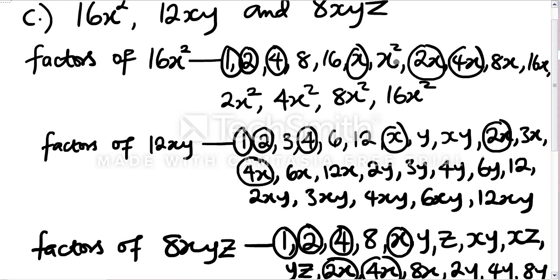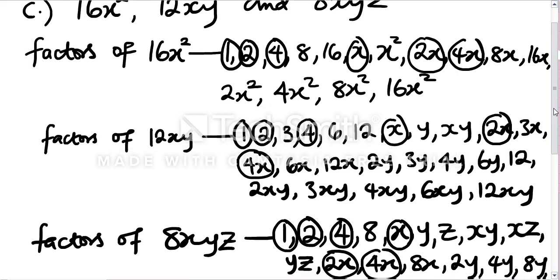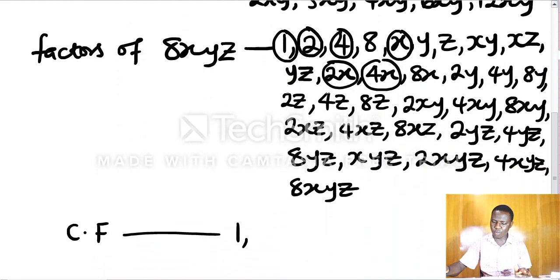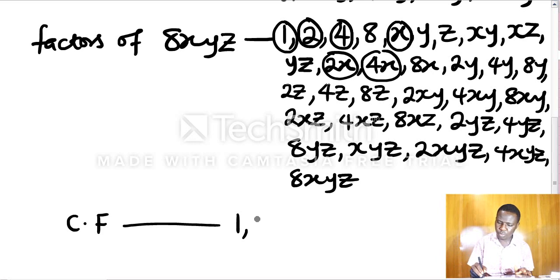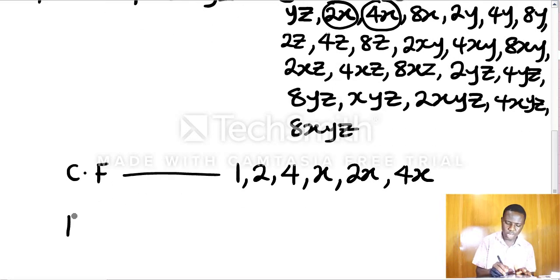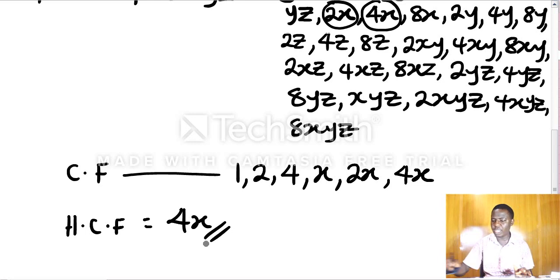2x squared. Since x squared is not common and 2 is common, it means x squared will not be common. So I think these are the only terms that are common. Let me pick them out. 1 is common, 2, 4x, 2x, and 4x. And the highest common factor, which I'll tag as the HCF, of this is said to be 4x.